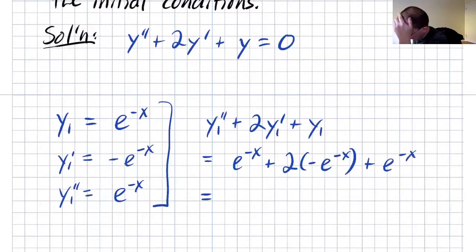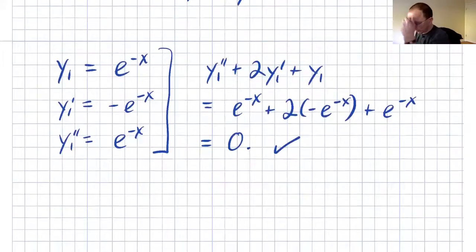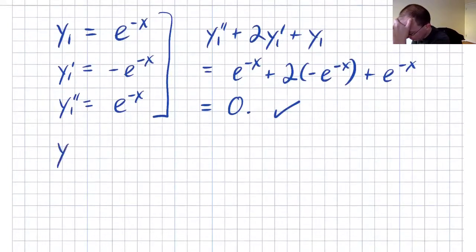And yeah, so this is going to give us 1, 2. So we have 2e to the negative x, and we have negative 2e to the negative x. So that will cancel, and we will be left with 0. So indeed, y1 is a solution. So now let's look at y2.